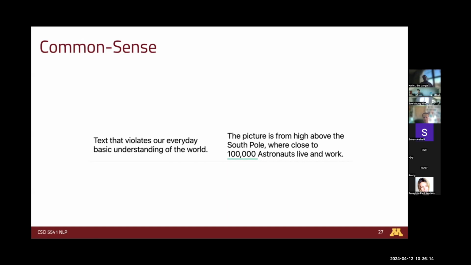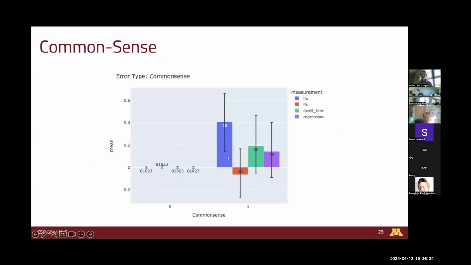Okay. Yeah. So we also have these common sense errors, which are just things that are weird to say, such as that there are 10 or 100,000 astronauts working on the South Pole. Again, this is another kind of error that you see much less with modern models.